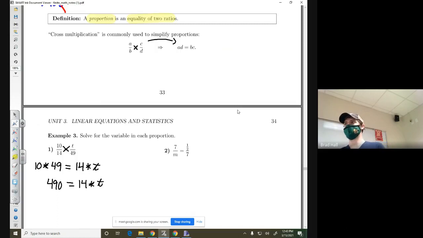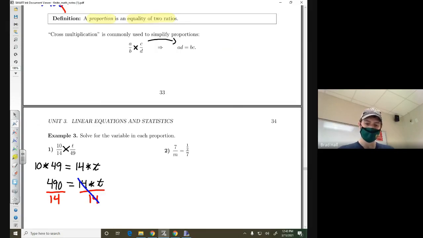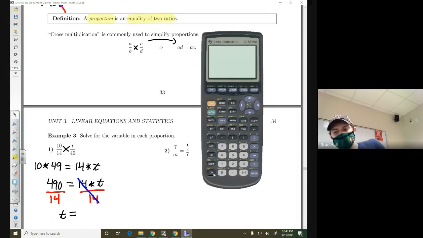And hopefully, by this point, you remember your algebra. The variable here is t. You want to get t by itself. So hopefully you remember what to do in a situation like this. Divide by 14. Yeah, divide by 14. It's going back to high school. The 14s cancel. So t is equal to, well, whatever that quotient is, 490 divided by 35. Simple as that.